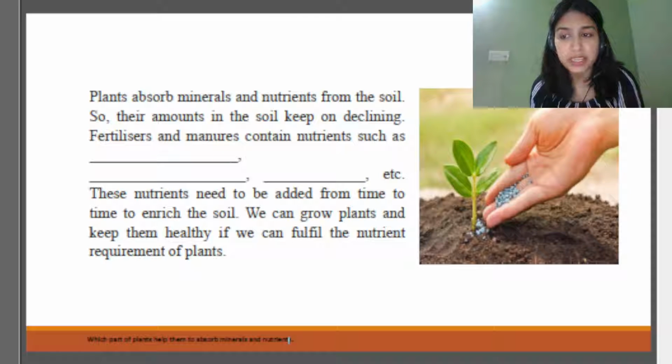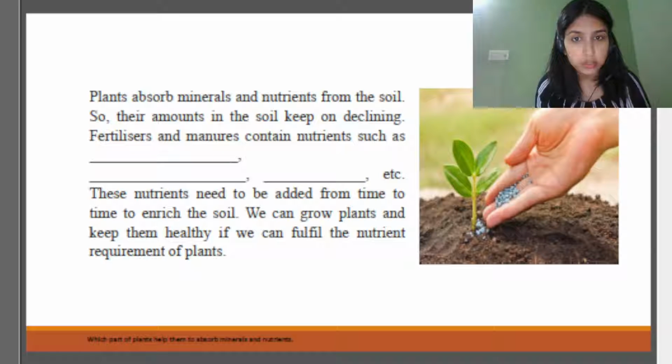So we can grow plants and keep them healthy if we can fulfill the nutrient requirement of plants. For a plant or crop to be healthy and grow properly, this nutrient requirement should be fulfilled. Just like us humans, we need certain nutrients to grow healthy, to stay healthy, and to have good immunity, so that it helps us live a good life. In the same way, for the plant to grow healthy and have a good journey towards its life cycle, we need to enrich the soil with the nutrients required by the plants. I hope this is all clear to you now. We'll be moving forward.